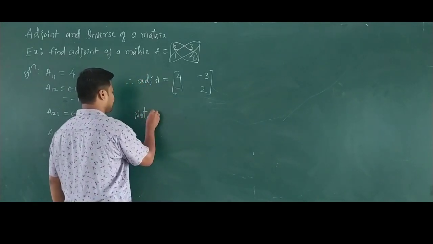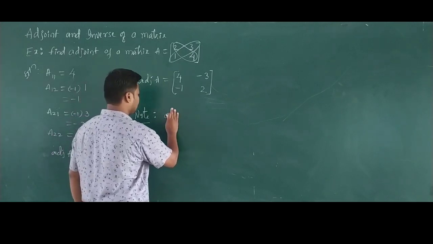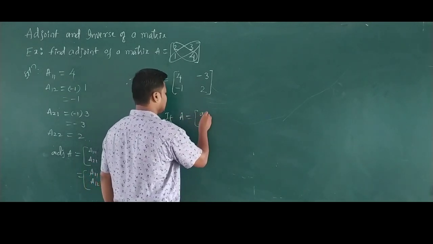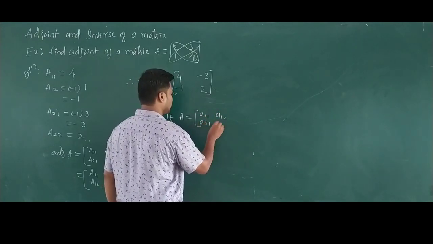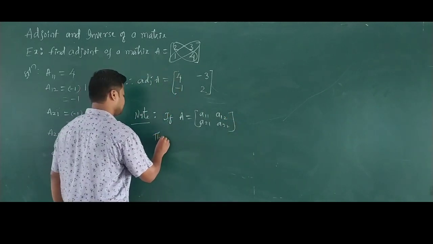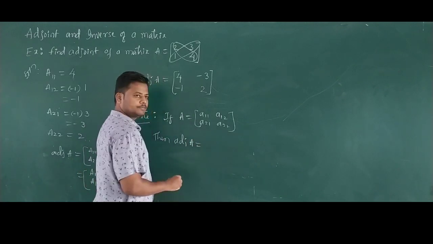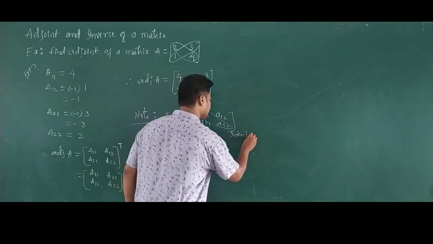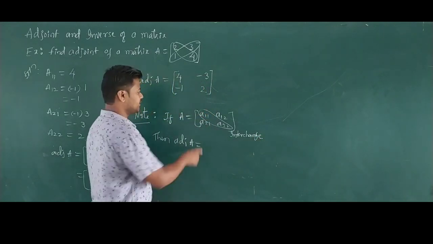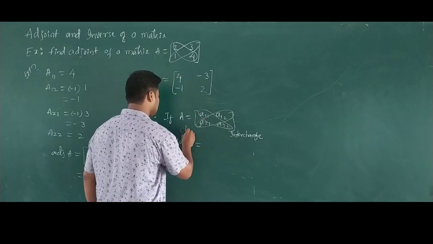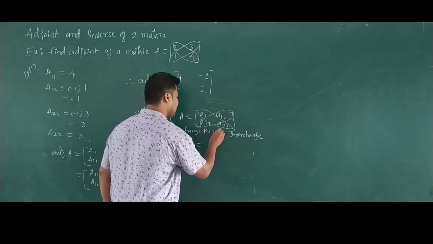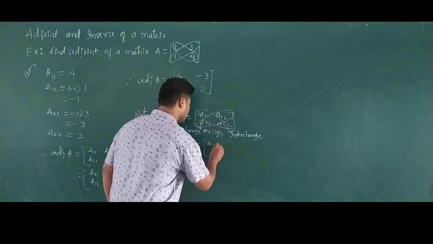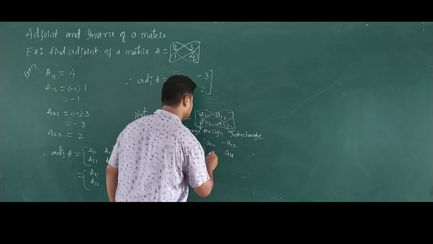Note it down. Adjoint of A: if A equals A11, A12, A21, A22 in general, then adjoint of A equals: interchange the elements, and for the others change the sign. So it is A22, A11, with minus A12 and minus A21.